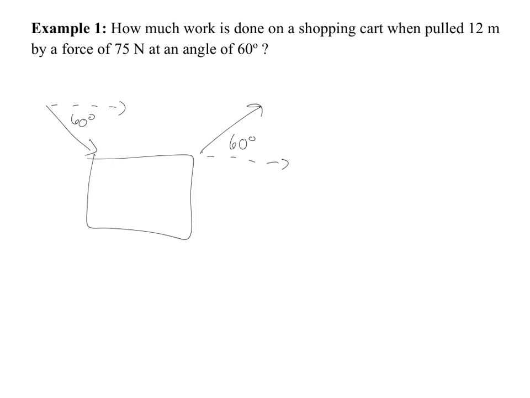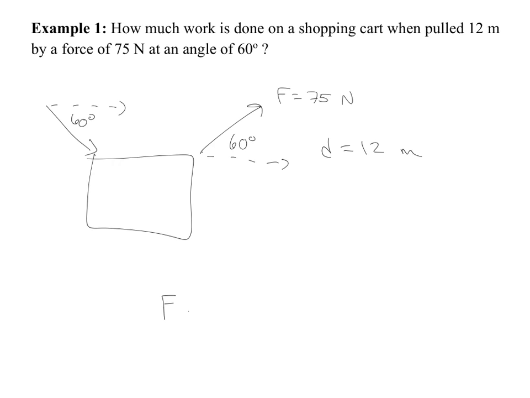So the force is at an angle. The direction of motion is horizontal. The force is 75 newtons. It's interesting to notice that it doesn't matter what the mass is. The mass of the object doesn't end up playing a role here. Unless you're solving for the force maybe, and then you use the force to calculate the work, maybe then you would need the mass of the object. But here, we don't need the mass of the object. We know that the distance traveled is 12 meters.